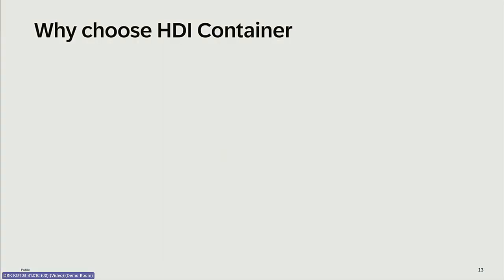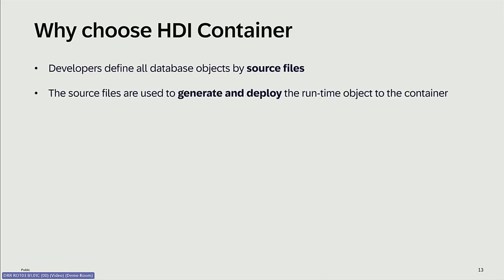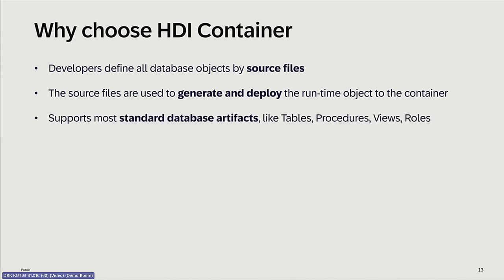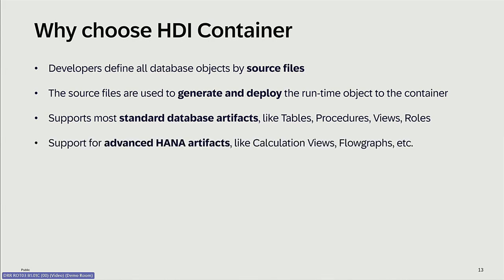So why should we choose HDI? We saw that the developers define all objects by source files. And then the source files are used to generate and deploy the runtime objects to the container. So first, the dependency graph is built, and then they are used to deploy the runtime objects. It supports the most standard artifacts like tables, and as we also have seen at the end, the advanced HANA artifacts like calculation views.